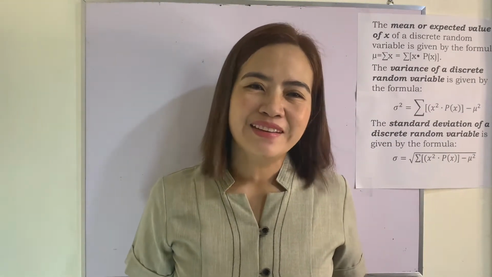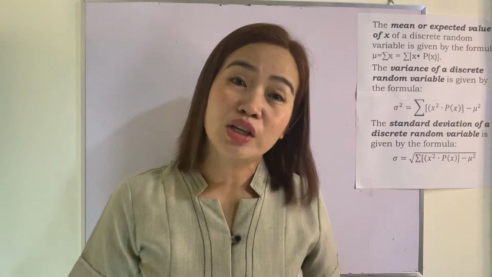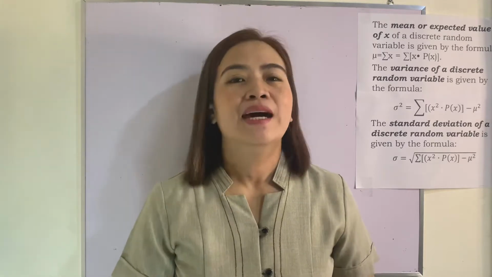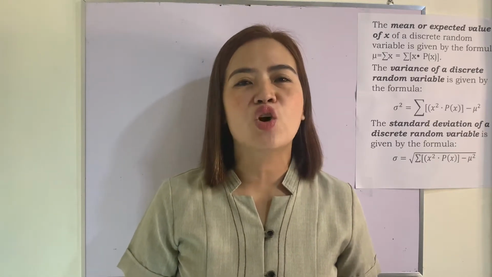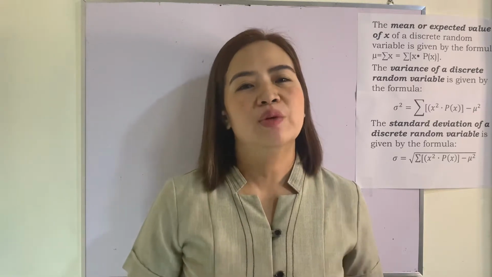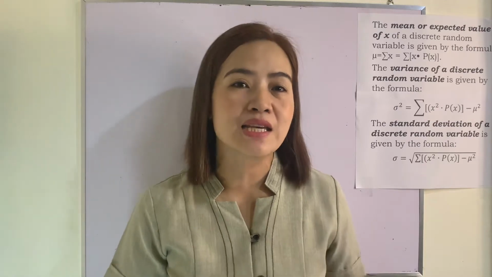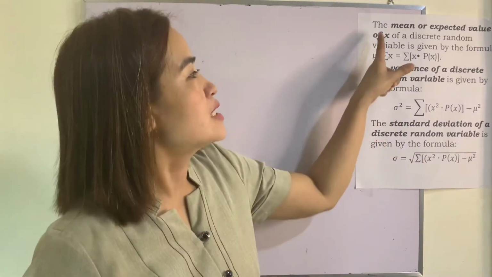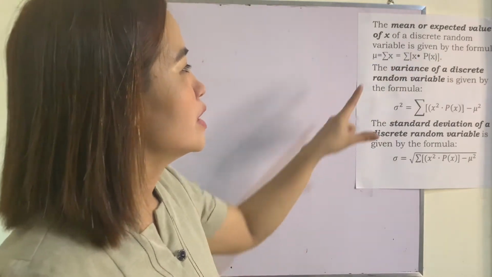Our most essential learning competency in this session is calculating the mean, variance, and standard deviation of a discrete random variable. This time, we will be using formulas. And these are the formulas. The mean of a discrete random variable is given by this.